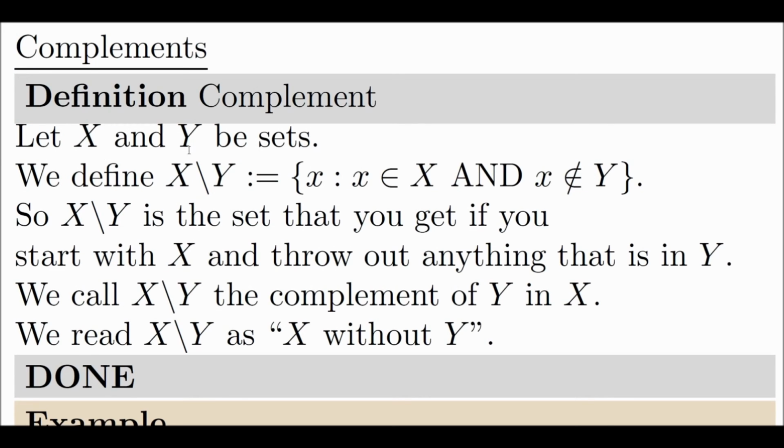If you have two sets, you could also form the complement. So let's say X and Y are sets. We'll define X and then a backslash Y to be the set of objects x, such that x is in capital X and x is not in capital Y. So X backslash Y is the set that you get if you start with X and you throw out anything that's in capital Y. So we'll call this the complement of Y in X. You could also read this as X without Y.